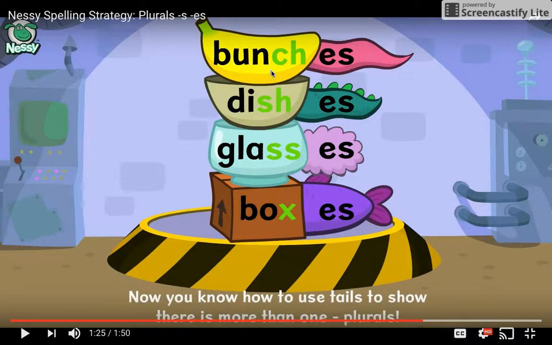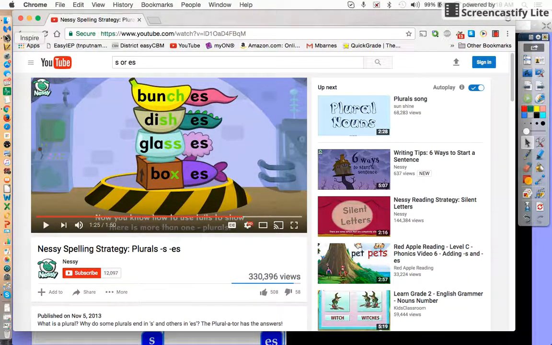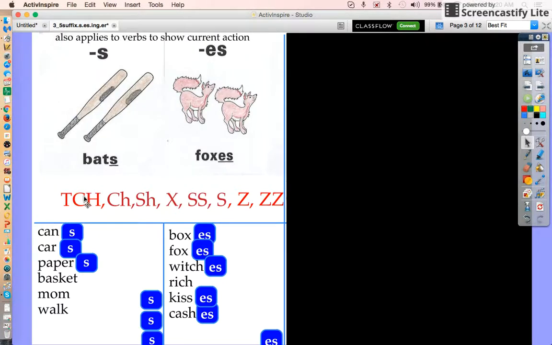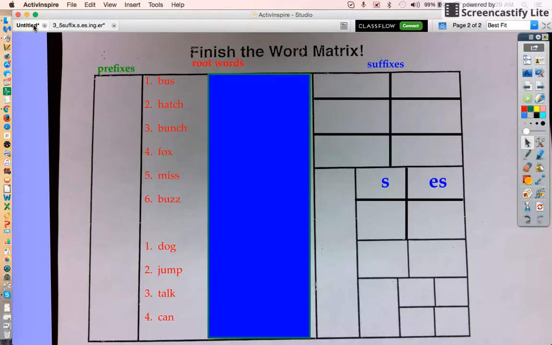All right, we're going to stop the video there. They only give you a few hissing sounds, but there's actually a lot more. So let's look at those. TCH, CH, SH, X, SS, S, Z, and ZZ. Very important to know there's lots more than just a few in the video. So here we have all the ones that will need ES because they all have hissing sounds at the end.